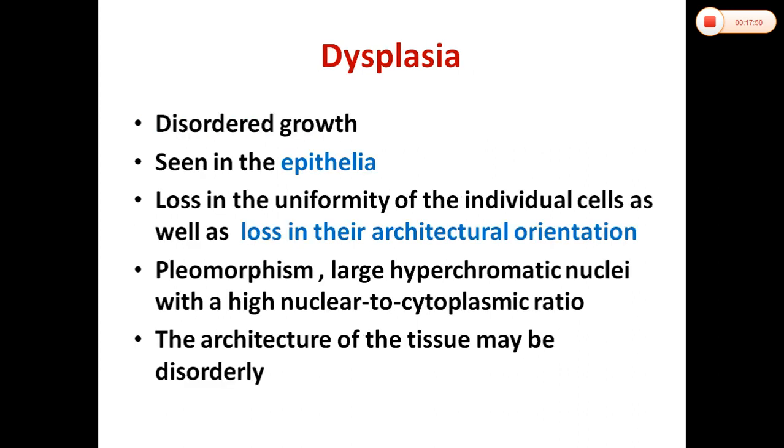Next one is dysplasia. Dysplasia is a term that literally means disordered growth and usually it is encountered primarily in the epithelium. The characteristics of dysplasia are loss in the uniformity of the individual cells along with loss in their architectural orientation. That means the architecture of tissue is disorderly, and the other features are pleomorphism along with large hyperchromatic nucleus and there is increased nuclear to cytoplasmic ratio.